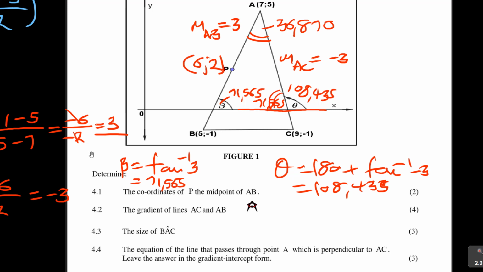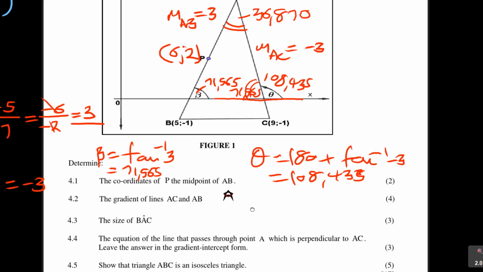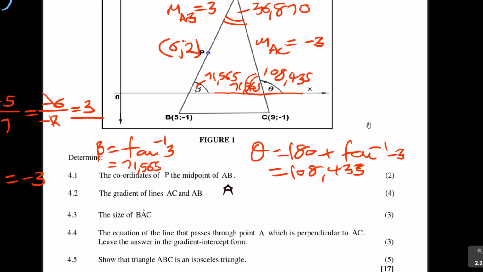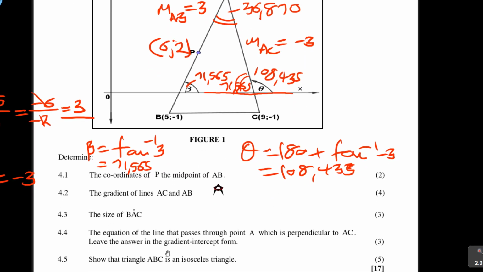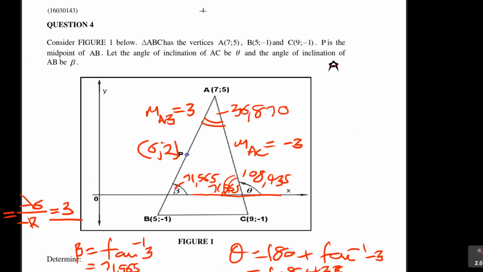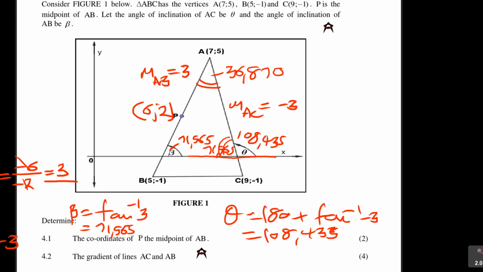All right. So the next one says, determine the equation of the line that passes through point A, which is perpendicular to AC. Leave the answer in gradient intercept form. So what's gradient intercept form? It is y equals mx plus c, because c is your intercept and m is your gradient.